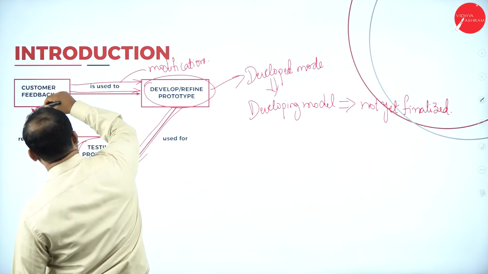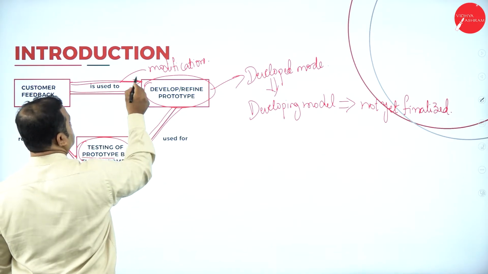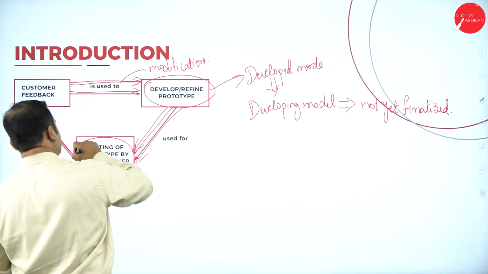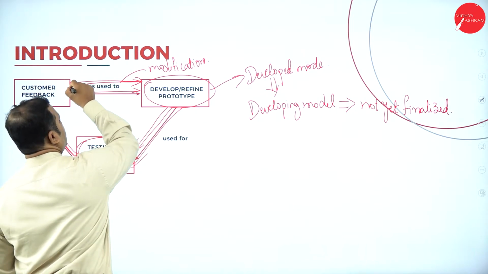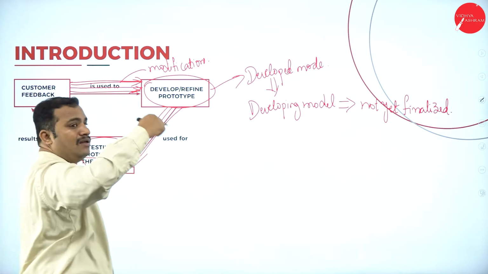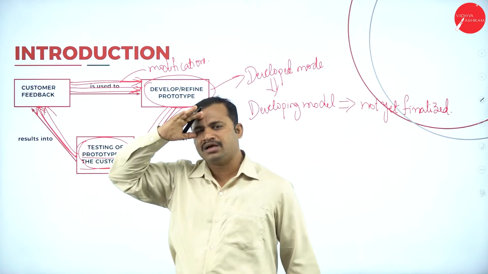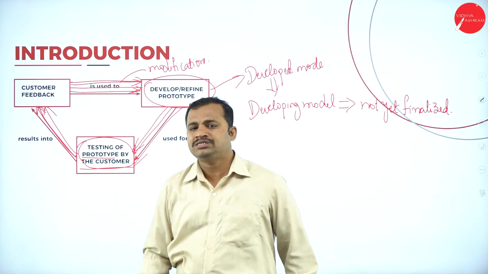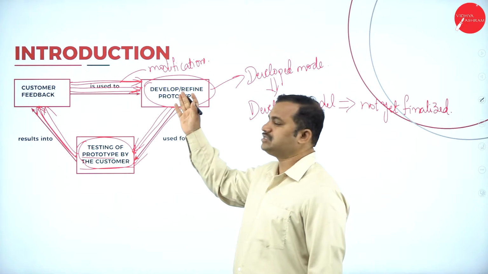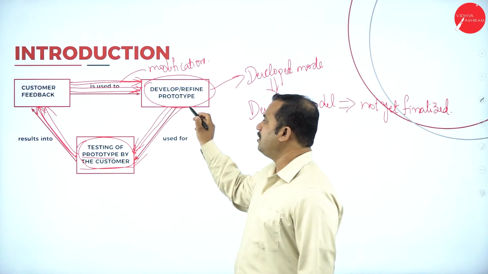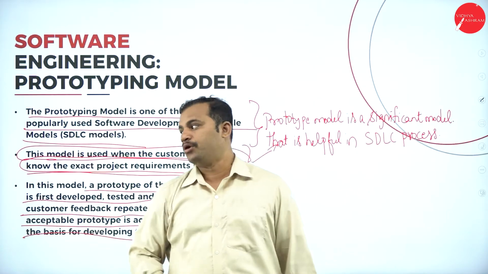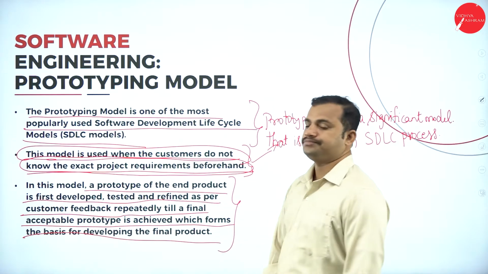The customer in turn comes across a few more modifications. Then he comes back to the developer. The developer once again develops a prototype model and gives it to the customer. The customer in turn gives a few more modifications. This process is repeated until the complete requirement of a customer is met by the developer. Once the complete requirement of a client is obtained, the developer starts developing the actual model. This is how it works.